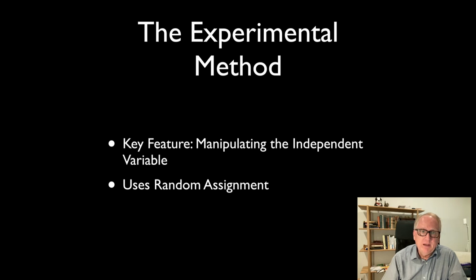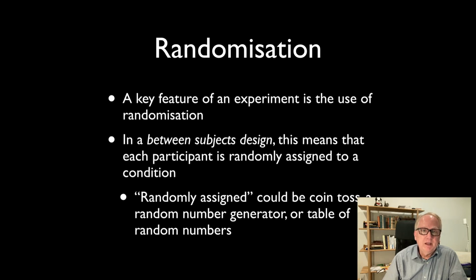And how they do that is they typically are going to use random assignment. So random assignment is how you manipulate it. So you decide who goes into which condition using random numbers. So like I said, a key feature of this is to use randomization. And if you ever hear someone talk about a between subjects design, this means that each participant is assigned to one of the conditions that are in the study, so just one.